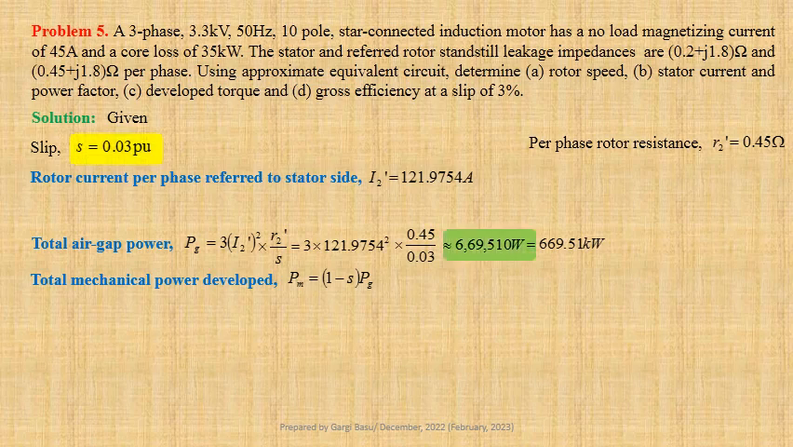Expression for total mechanical power developed PM equals 1 minus S times PG. Using values we get 1 minus 0.03 into 669,510. That gives us 649,424.7 watt or 649.4247 kilowatt.